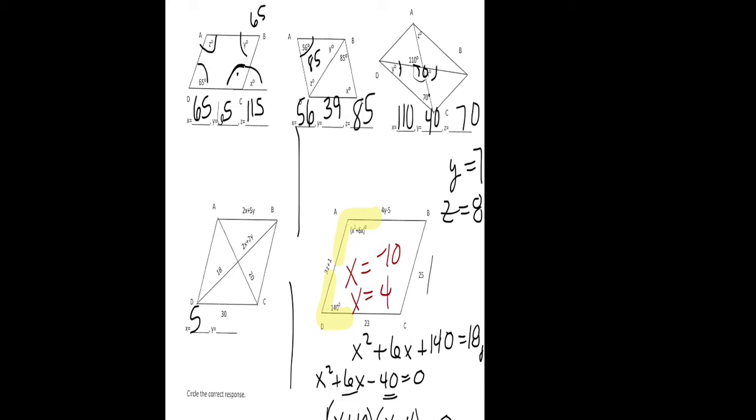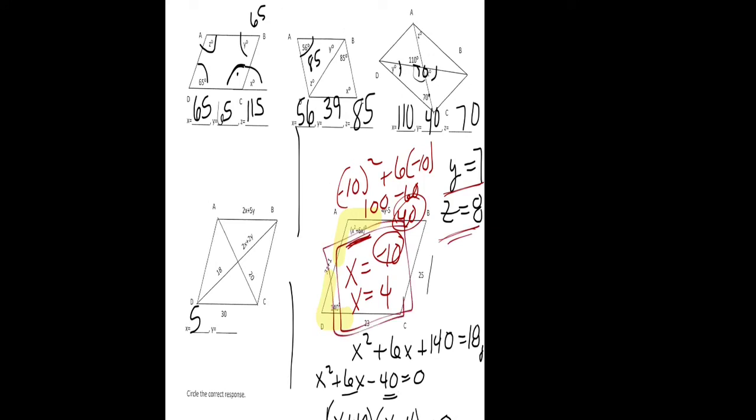And when you plug them back in, they both work. If I use 4, plug that into that expression there, x squared, 4 squared is 16, plus 6 times 4 is 24, so you got 16 plus 24 is 40. So 40 is a legal angle measurement. If I do it with the negative 10, plug that in, you get negative 10 squared plus 6 times negative 10. Well, negative 10 squared is 100, and you got minus 60 then, which is 40 again, and 40 is a perfectly fine value. So y is 7, z is 8, and x can be either one of those values there, negative 10 or positive 4.